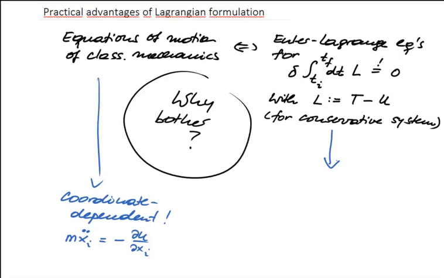But if I say a straight line is the shortest line between 2 points, this is a statement which does not refer to any coordinates. So this is the big advantage, that this formulation is independent of coordinates. And this has as a consequence two further advantages.